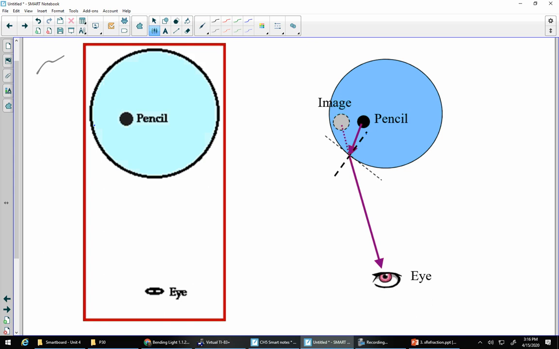So anyways, if you got your eye over here, realistically, you've got this light coming out from the pencil. So it comes out here, hits a normal line, the normal line perpendicular to the surface here, and bends away from the normal line. Now your eye, thinking that light travels in straight lines, is thinking that the pencil is actually over here. So I should have just drawn it in the first place, to be honest, but hopefully that makes sense for people.